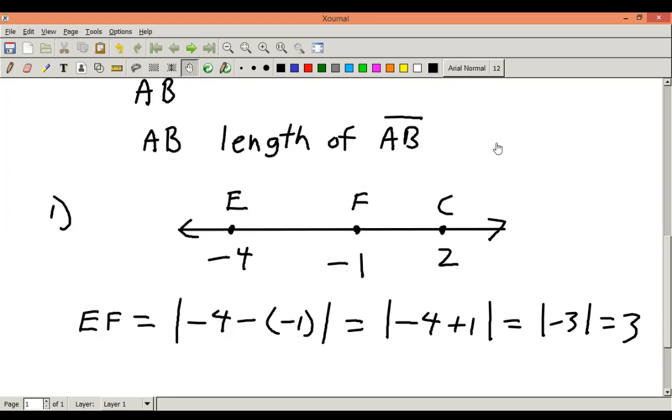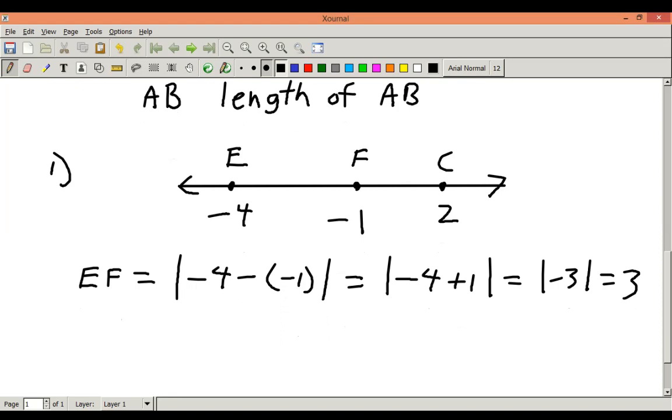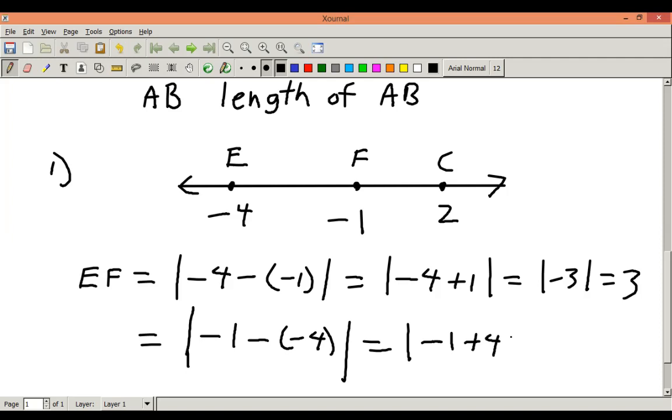But what if I just reversed that calculation? So let's say that I did this time the absolute value of -1 minus -4. So that would be the absolute value of -1 plus 4, which is the absolute value of 3, which is 3. So to find the length of a line segment, just subtract the coordinates of the endpoints, and then take the absolute value, and that'll find you the length of the line segment. Or another way to think of it is the distance between those 2 points.